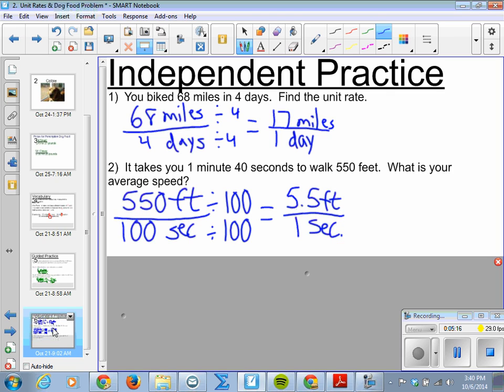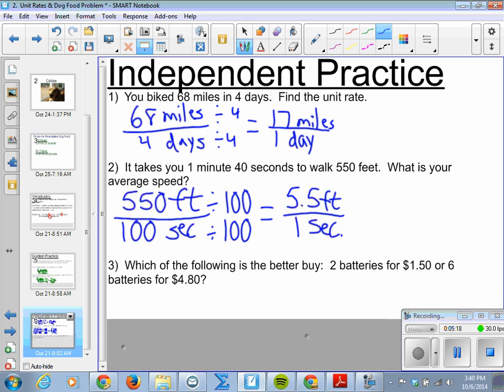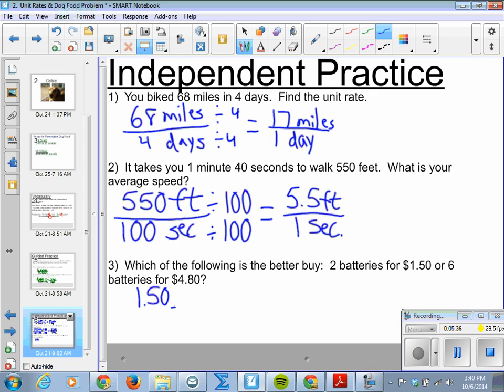Finally, which of the following is the better buy? 2 batteries for $1.50 or 6 batteries for $4.80? So when doing this, you want to find the price per battery. So we've got on one hand $1.50 for 2 batteries. So we divide each by 2, which gives us 75 cents per 1 battery.